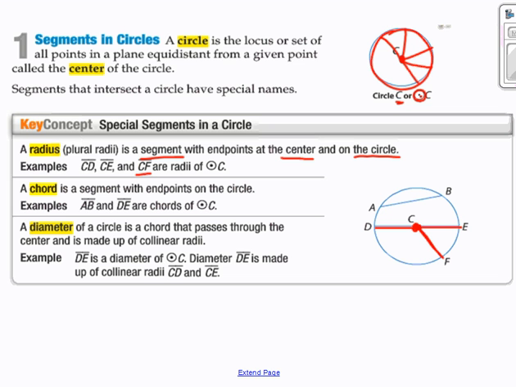on the edge. A chord is a segment with endpoints on the circle. So a chord has to only have endpoints on the circle. So AB, notice there's two endpoints on the circle, is a chord, and so is DE. They have two endpoints on the circle. A diameter is a fancier chord. Okay, so a diameter is a chord, but it passes through the center. Okay? So the definition of a diameter is a chord that passes through the center.